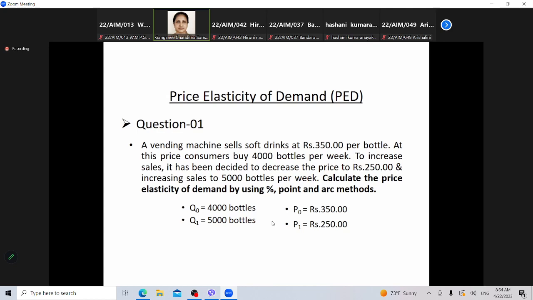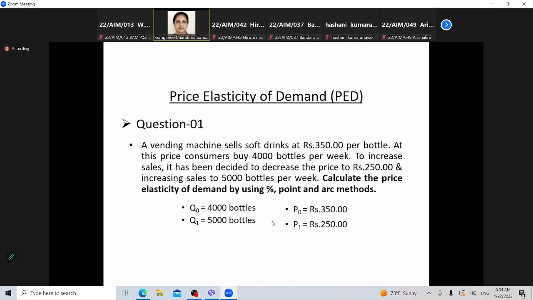Then the second price changes: 250 minus 350. Divide by initial 350, multiplied by 100. Then initial P means 350. Initial quantity means 4,000. Now we'll do again.